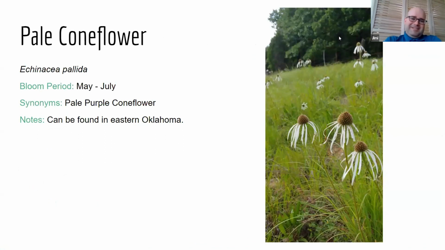So pale coneflower, Echinacea pallida. This blooms May to July, pale purple coneflower. This can be found in eastern Oklahoma or southeastern Oklahoma. I was driving back from McAlester back to Stillwater when I kept on noticing just how much of this echinacea was on the roadside. So I pulled over to the side of the road and stopped and snapped this photo. This is a very interesting plant to use, especially within grasses. I would guess this is probably sideoats grama, the most common grass in it, just because the flowers seem to hover over the grass canopy, and it's just a very interesting look.